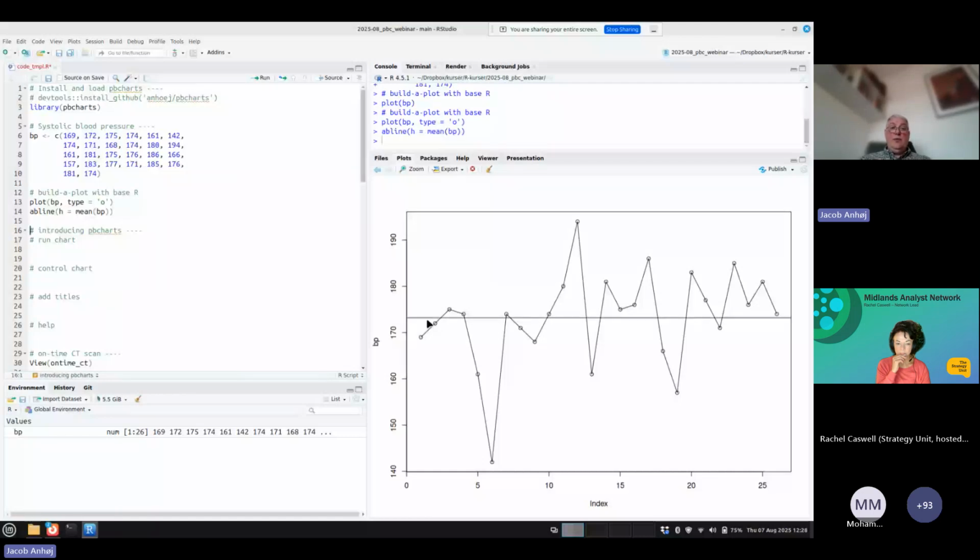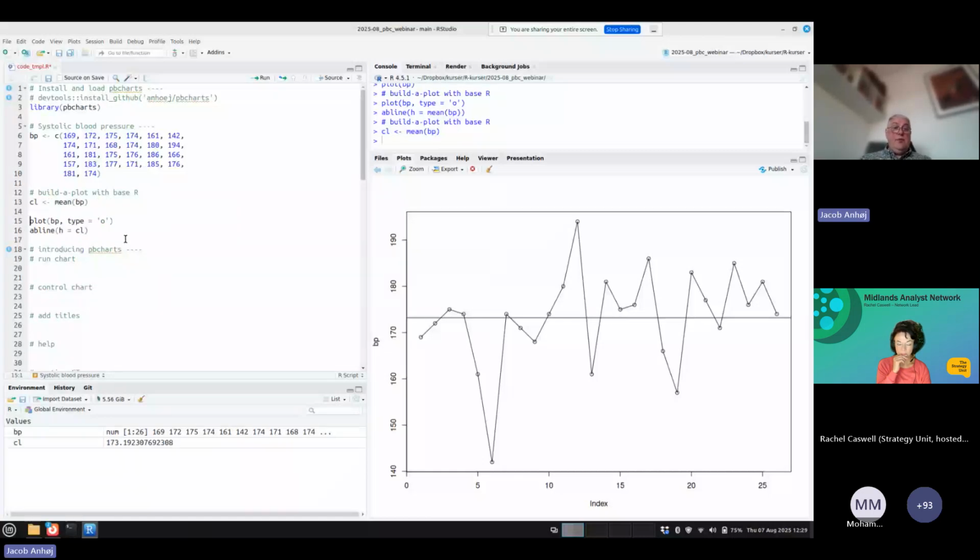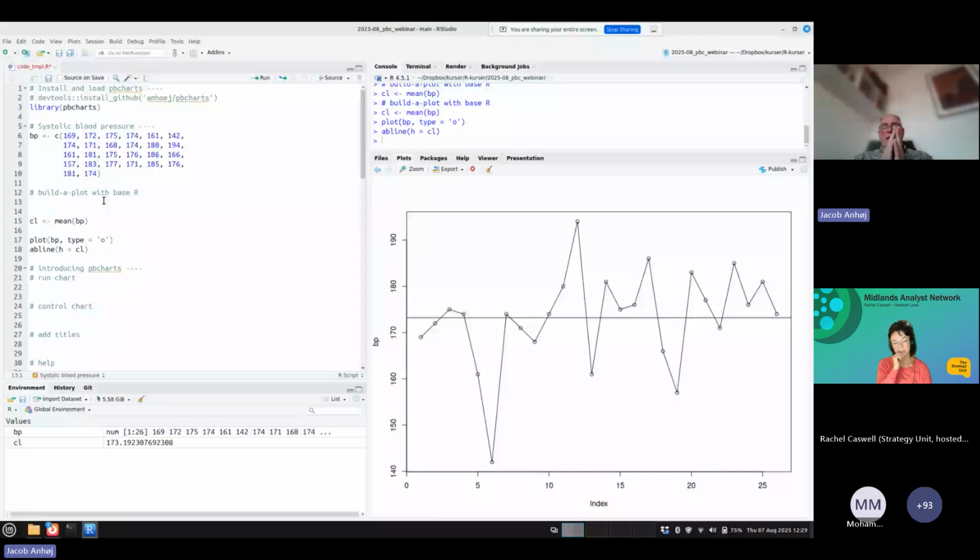We could use the same principle for adding the lower and upper control limits. But first, I'll assign the mean blood pressure to a variable called CL. And then we can do the same with the upper and lower control limits. For those of you who are familiar with the I chart, this would be a piece of cake. For those of you who are not, just hang in there.